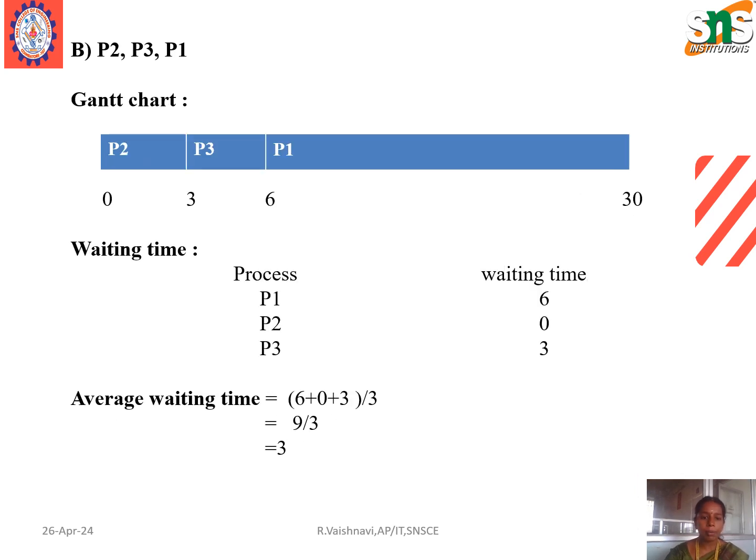Next, for the order process 2, 3 and 1, we draw the Gantt chart, that is for process 2, 0 to 3. Next one, process 3, that is 3 plus 3, 6. For process 1, 24, so 6 plus 24, 30. Like this, we have to calculate the average waiting time.